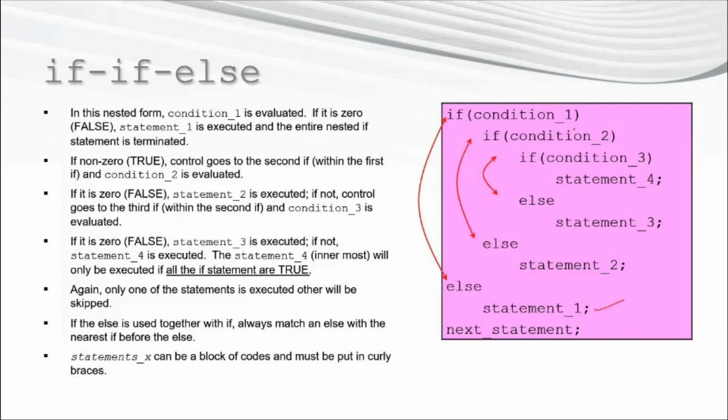And if this condition is evaluated to be true, then condition 3 is evaluated. If this is true, then condition 3 is evaluated. If it is false, then statement 3 is executed, and once this statement is executed, the control goes to the next statement. Else, if this condition is true, in that case, statement 4 is executed. That is, statement 4 will be executed only if all the conditions are true.